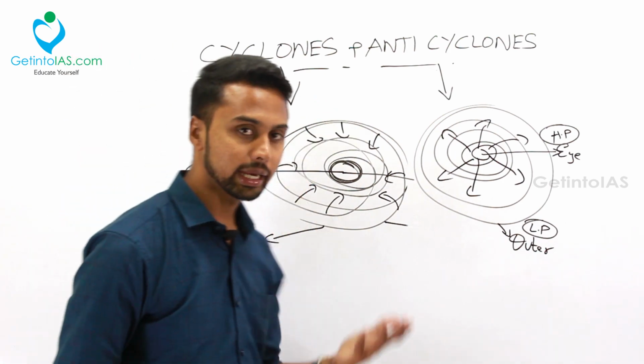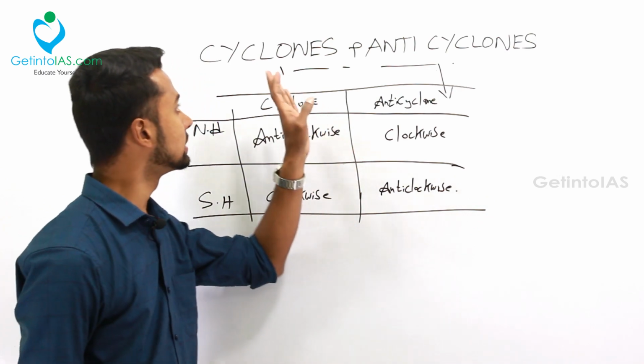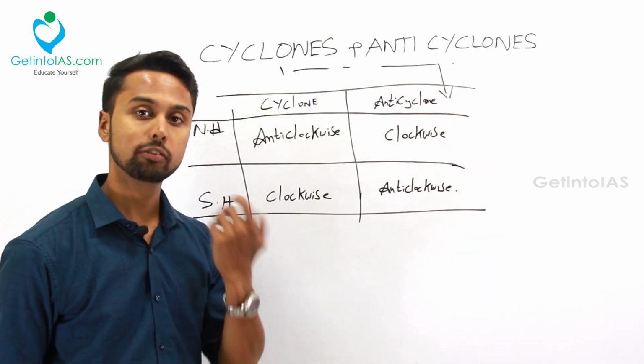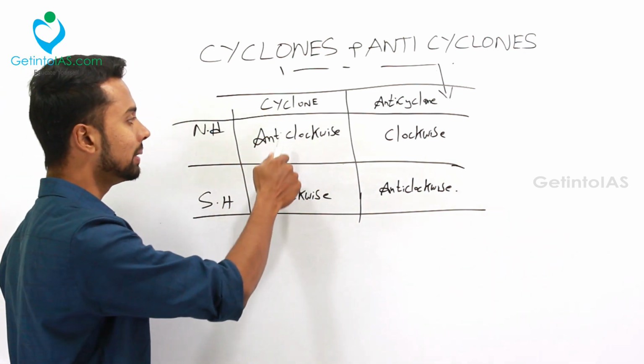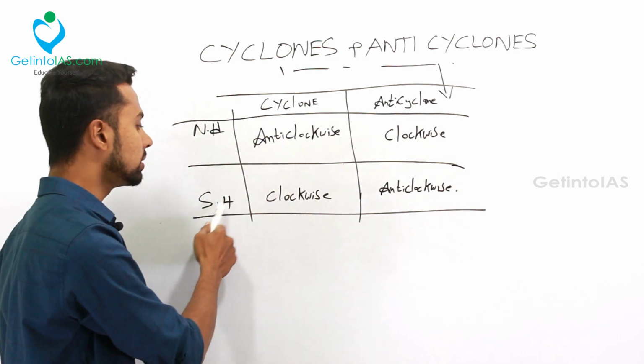Now we'll break down the cyclones even deeper. This is the direction of the cyclone and anticyclone in the northern and southern hemispheres under the effect of Coriolis force. In the northern hemisphere, the direction of the cyclone will be anti-clockwise. You all know what anti-clockwise is, and in the southern hemisphere it is clockwise.